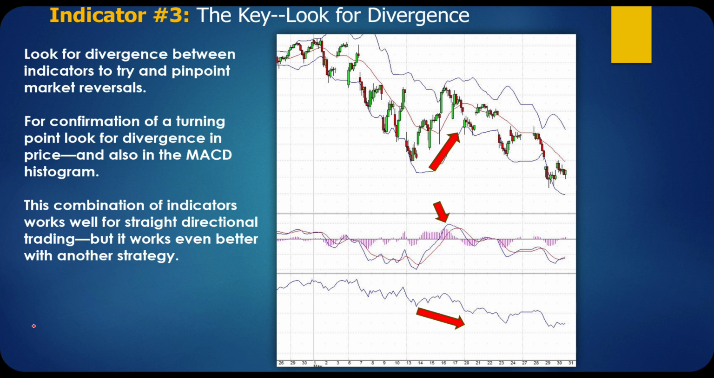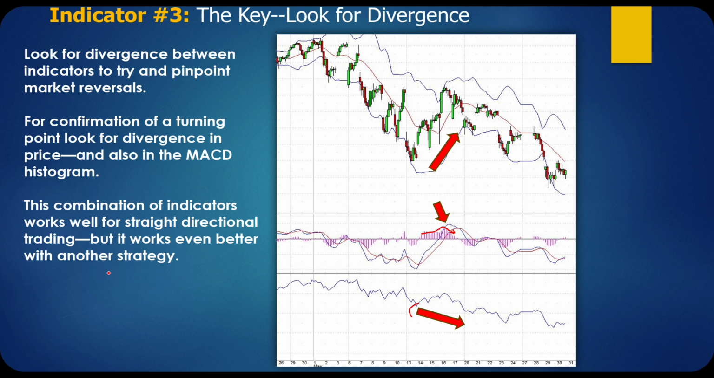And for confirmation of a turning point, look for divergence in price and also the MACD histogram. So as this thing was going up, we actually saw in the MACD histogram, it started to turn lower. And that combined with this OBV tells you everything you need to know about whether this trend is likely to reverse. So this combination of indicators works well for straight directional trading, but it works even better with another strategy.